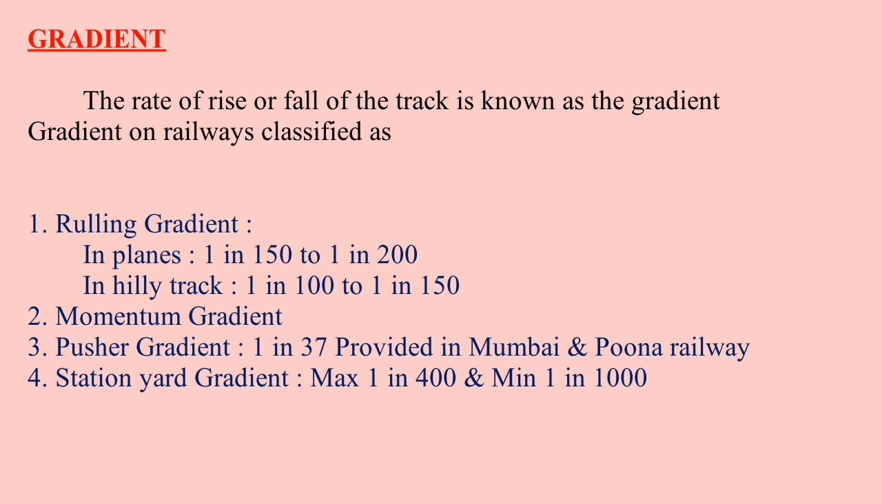Now, station yard gradient. As far as possible, gradients are avoided in station yards because extra force is required to pull the train on gradients, and if high wind blows, the bogies may begin to move, resulting in accidents. The maximum gradient in a station yard is fixed as 1 in 400. Indian Railways recommended a gradient of 1 in 1000 at station yards for easy drainage.